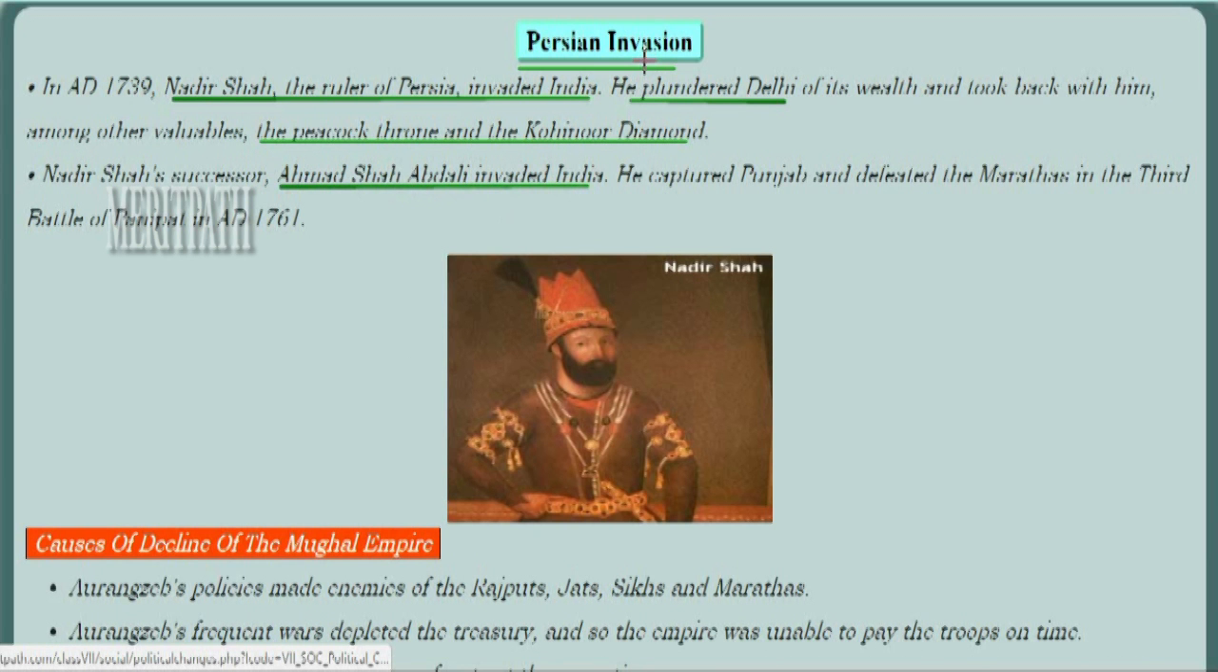Next was the Persian invasion of India in AD 1739. A ruler named Nadir Shah of Persia came and invaded India. He occupied Delhi and took the wealth of Delhi. For example, the Peacock Throne and the Kohinoor Diamond were taken away. Then his successor, Ahmad Shah Abdali, also invaded India. He captured Punjab and defeated the Marathas in the Battle of Panipat in AD 1761. This is the image of the Persian ruler Nadir Shah.